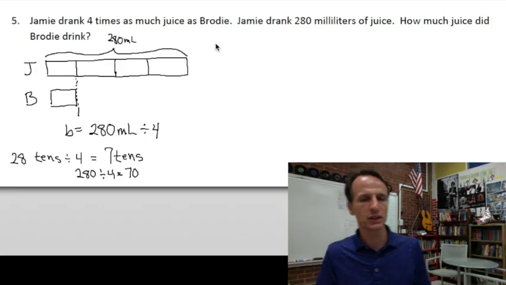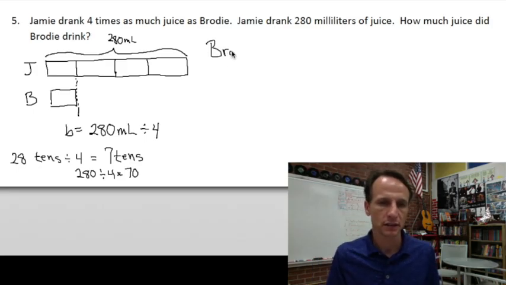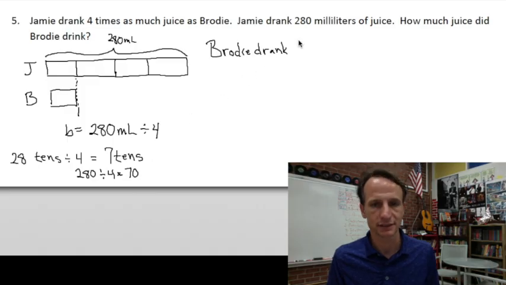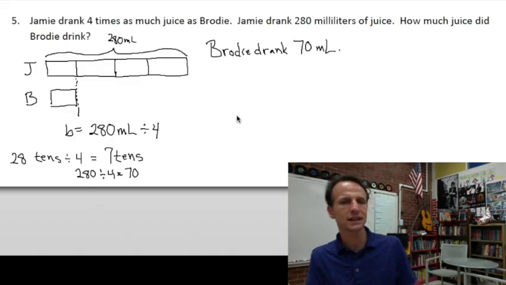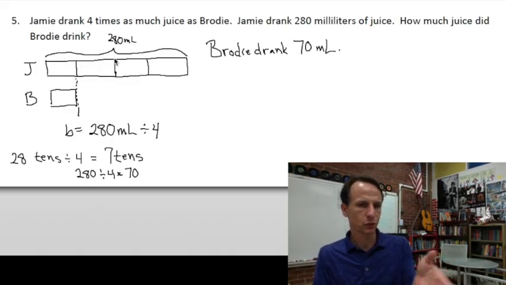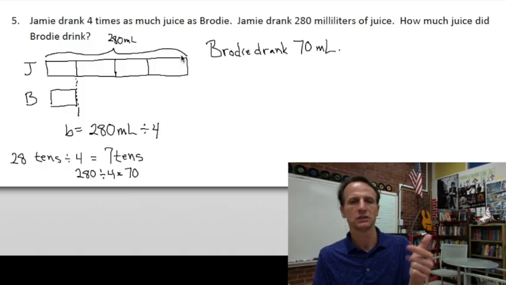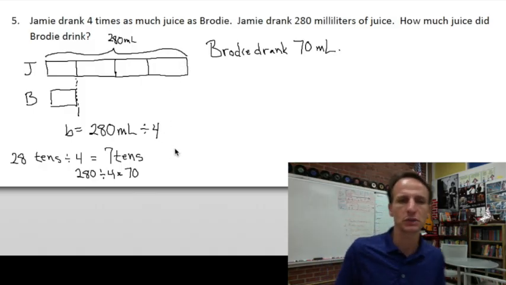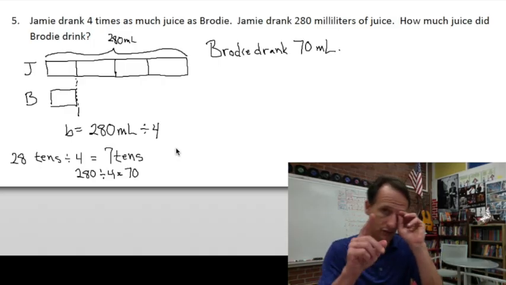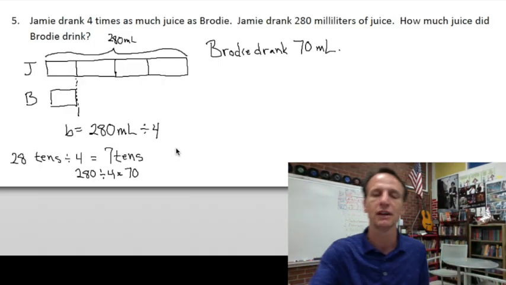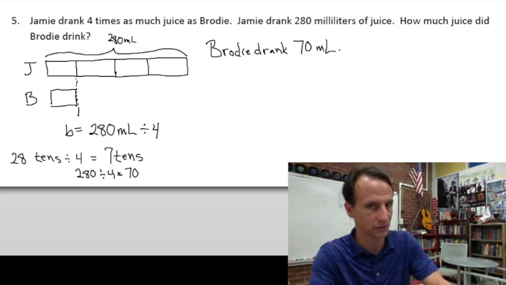So Brody drank how much? Yes, 70 milliliters. Now stop and think. Does that answer make sense? Jamie's is 4 times as much. 280 is 4 times as much as 70. 70, 140, 210, 280. Oh, okay. That checks out. Beautiful. See, I told you we're going to blow right through these and understand what we're doing and learn something fabulous. Let's go round the bend to the last one, number 6.